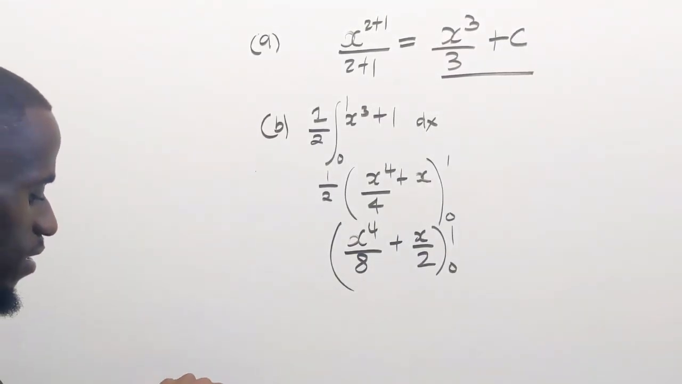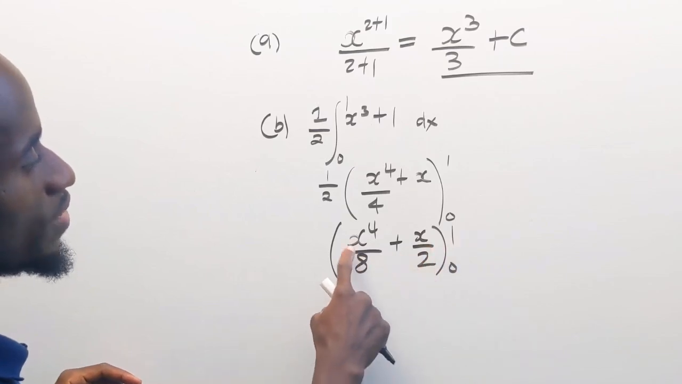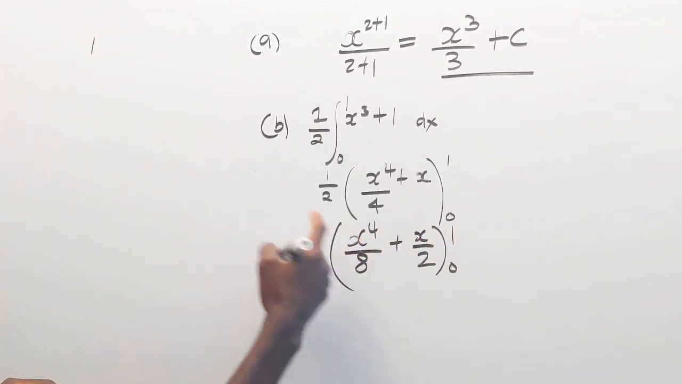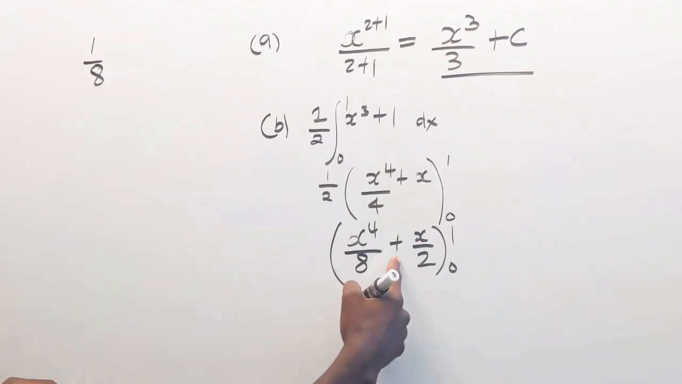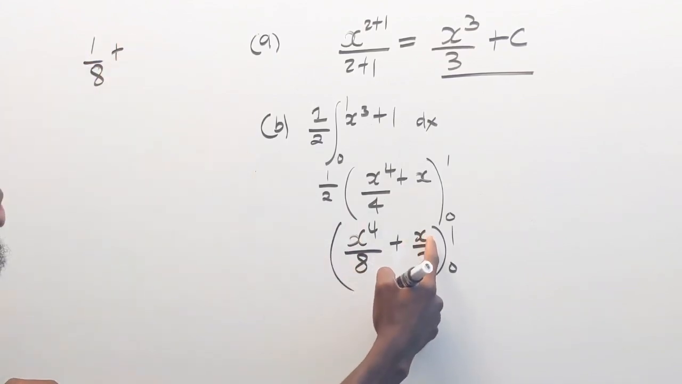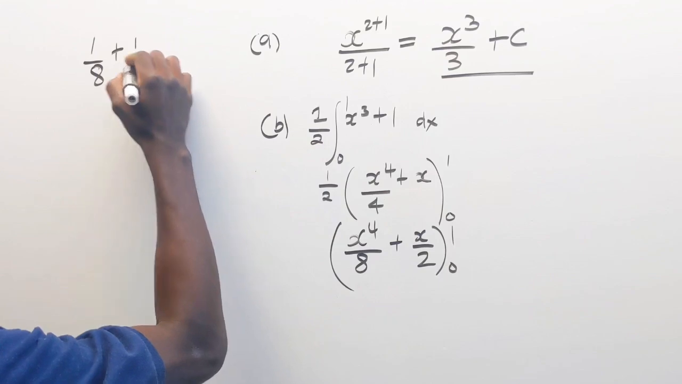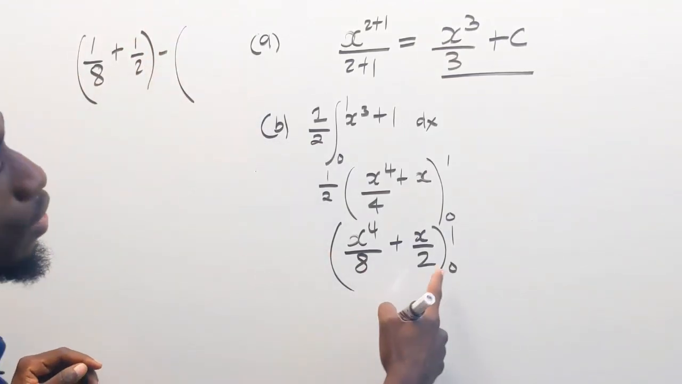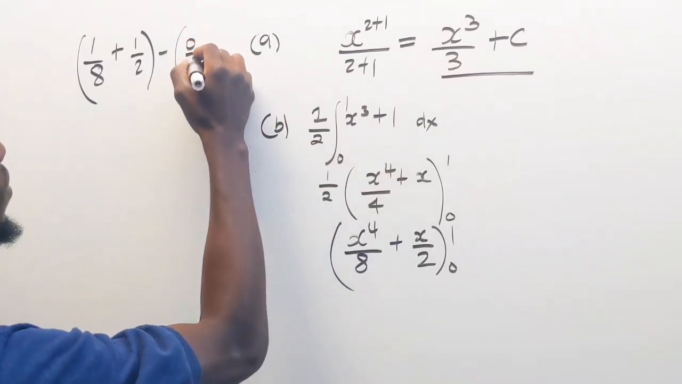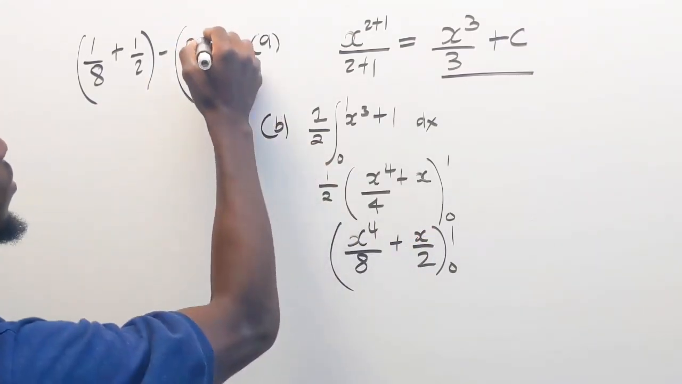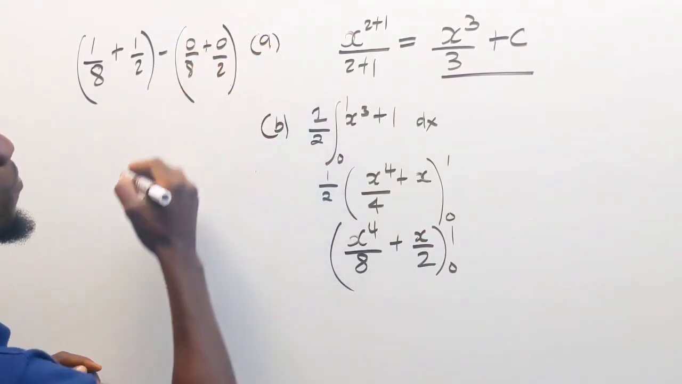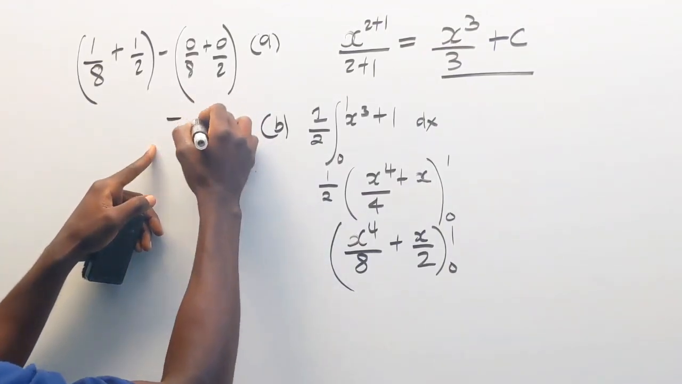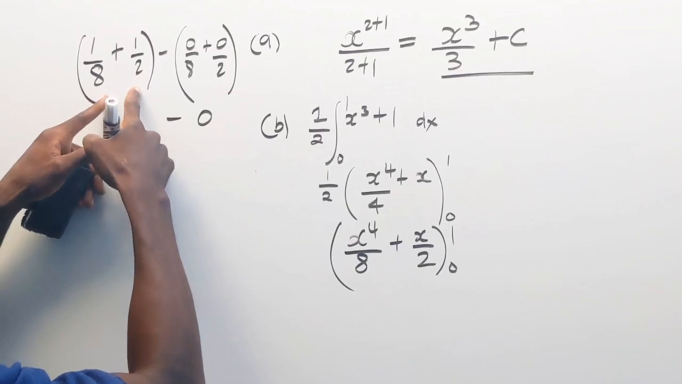This means we substitute now. Where there's x, we put 1. So this gives us 1 to the power 4 is just 1 over 8. And there, we put 1 to give us 1 over 2. So that is our upper limit. We say minus the lower limit. If I put 0 here, I'm just going to have 0 over 8. If I put 0 there, I'm just going to have 0 over 2. Whatever I'm going to get here is just a 0, by the way. So this will be a minus 0.